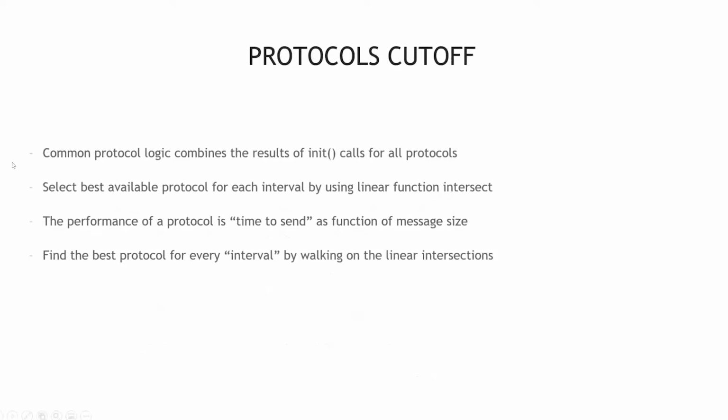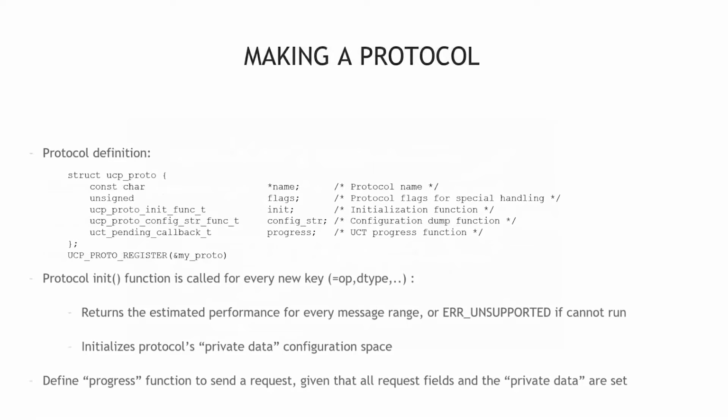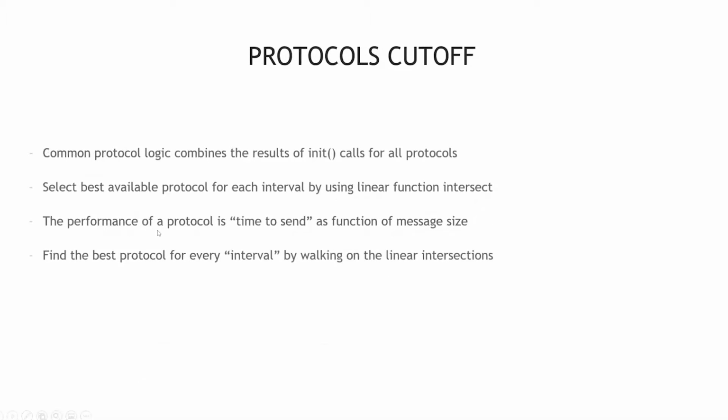And also, sorry. All the protocols are static structures, which are added to a global list by this macro. And whenever we have a new entry that we'd like to initialize in the hash table, the common logic goes over the entire list of registered protocols and tries to initialize all of them. So the cutoff logic between different protocols is also part of the common logic.